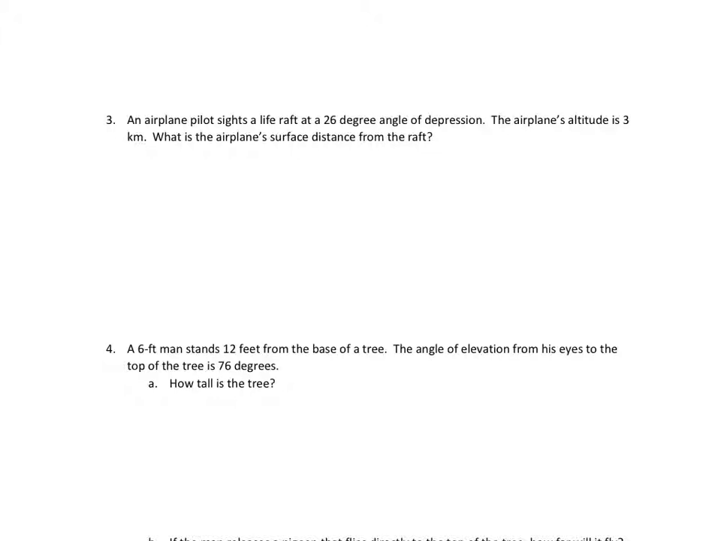Okay, number 3. An airplane pilot sights a life raft at a 26-degree angle of depression. The airplane's altitude, which is up and down, that's like the height, is 3 kilometers. What is the plane's surface distance? Surface is on the bottom.